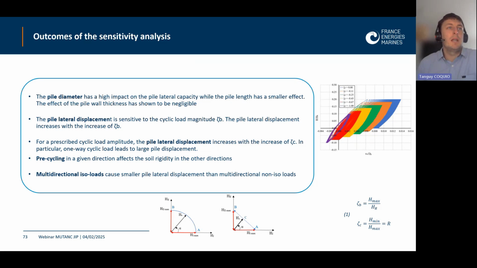Also, we highlighted that for a prescribed cyclic load amplitude, the pile lateral displacement increases with the increase of zeta c. In particular, one-way cyclic loads lead to large pile displacement, and precycling in a given direction affects the soil rigidity in other directions. For multidirectionality, multidirectional isoload shows smaller pile lateral displacement compared to multidirectional non-isoload, as you can see in the two bottom schemes in this slide. Sorry, I'll move very fast on this part. If you have questions, I recommend you ask them in the Q&A part.